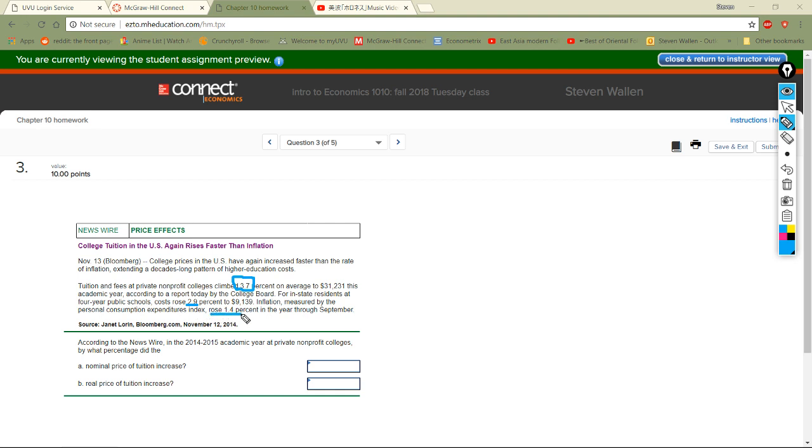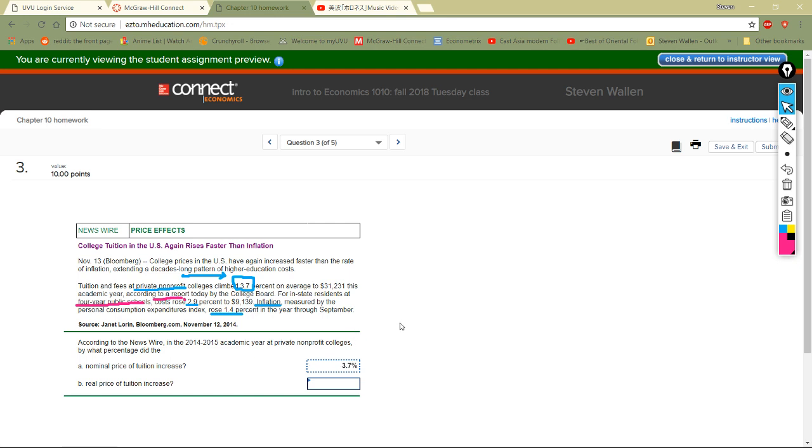Okay, overall consumer prices rose 1.4% in that year. Okay, so they're saying our inflation was 1.4 that year. So nominal price increase, well, we can just straight up put in, let's see, academic year at private nonprofit. Okay, so this is where you have to make sure you're doing it for the right one. So this is private nonprofit. So that one would be that number right there. We're looking for four-year public schools. We'd be using that number right there. We'd be going down to that one. Okay, so we just straight up put the number in. They give it to you in the article, 3.7.